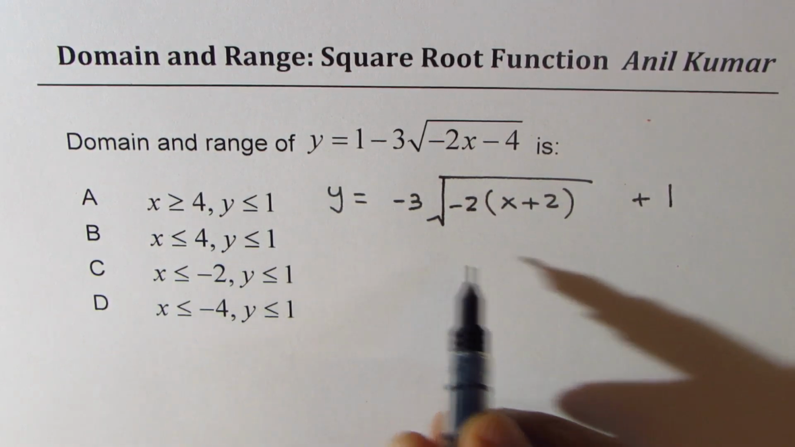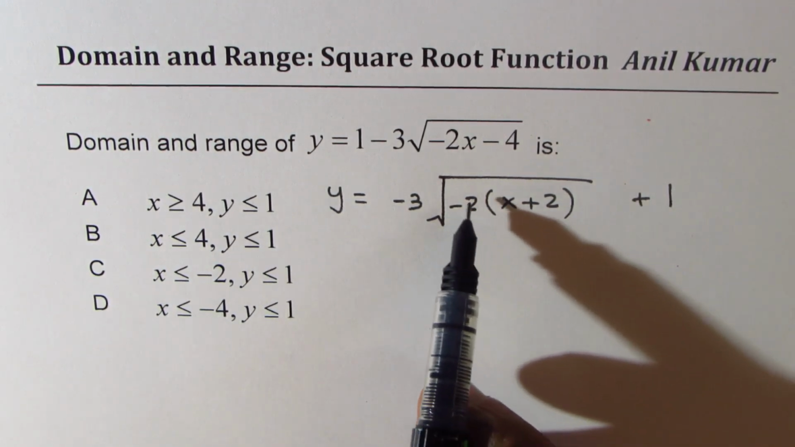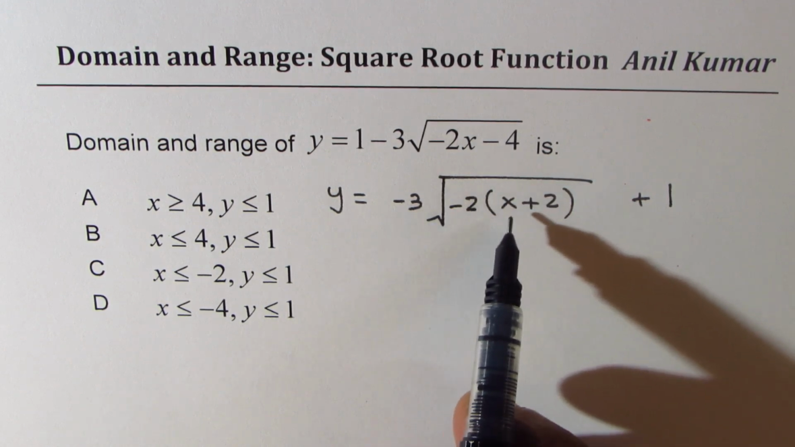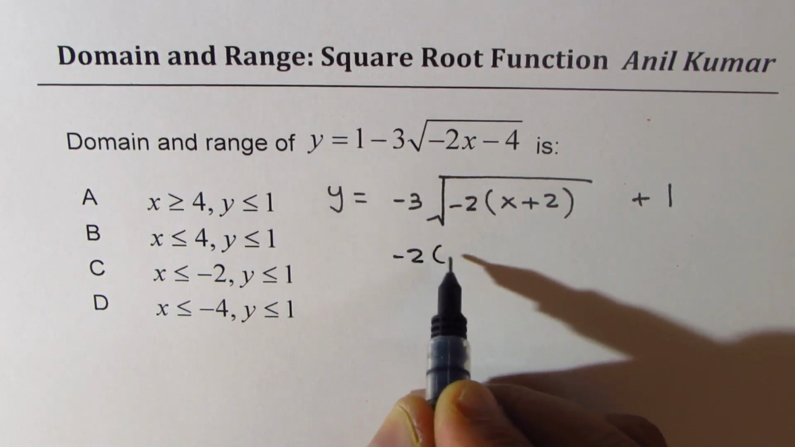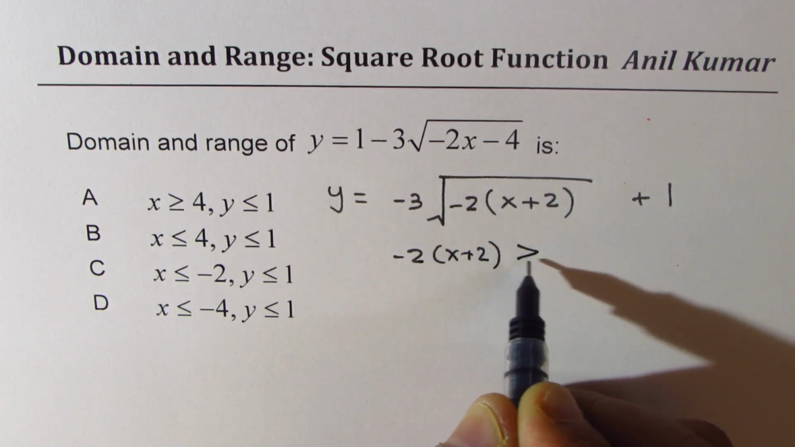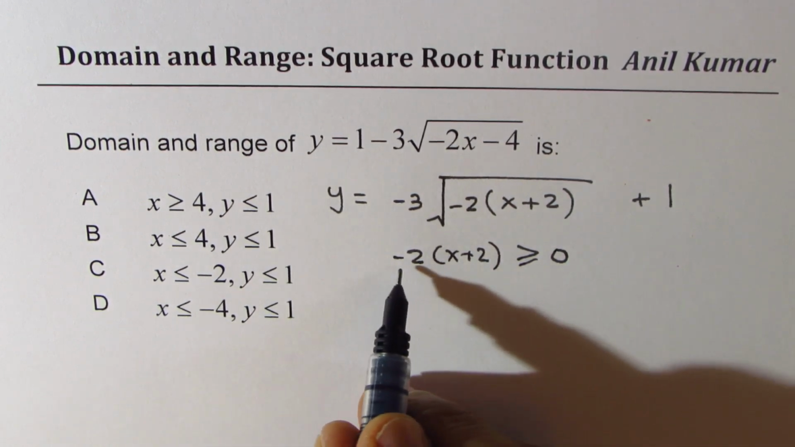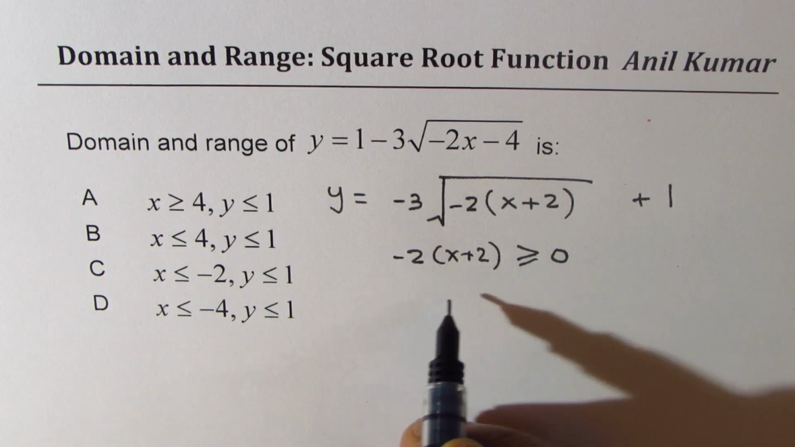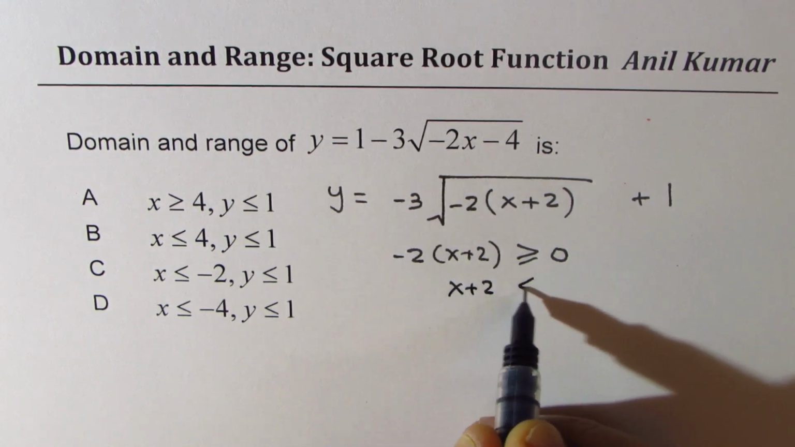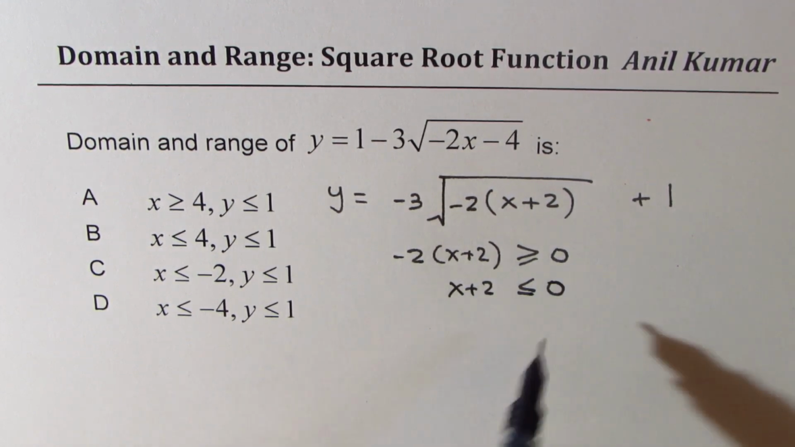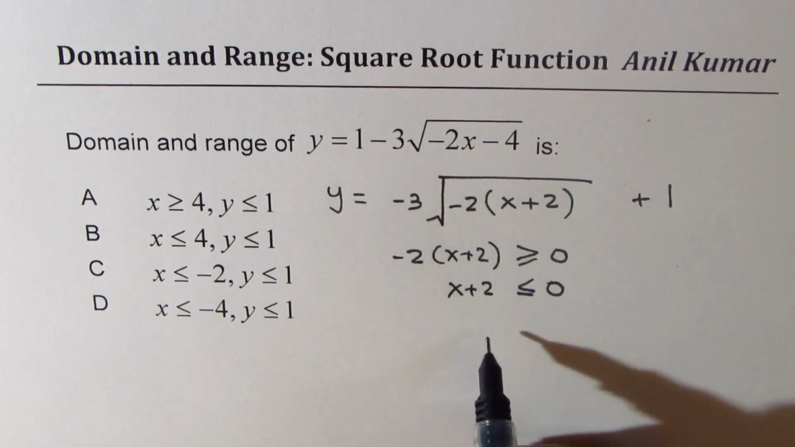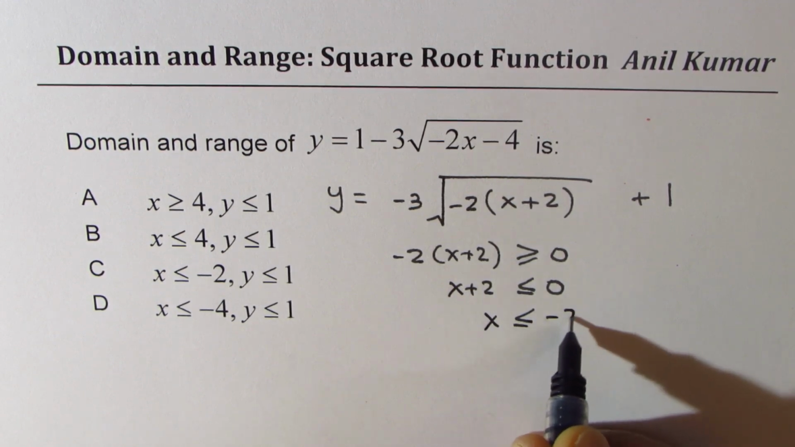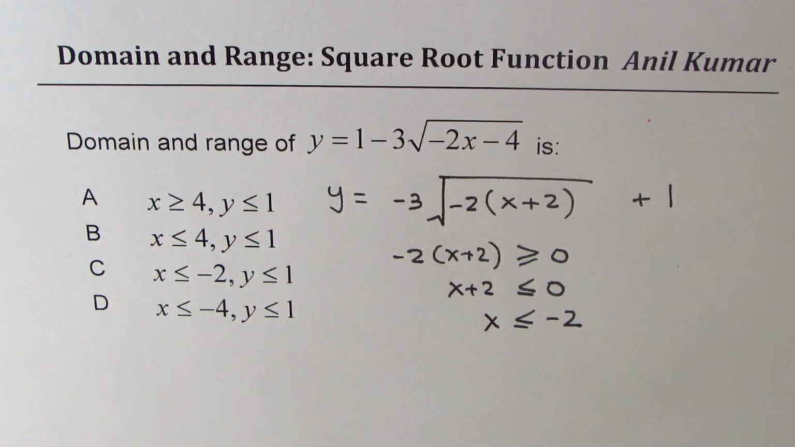Now, for a square root function, inside this square root, it should always be non-negative, 0 or positive, right? So basically, negative 2 times x plus 2 should always be greater than or equal to 0. So if you divide by negative, the sign changes. So we get x plus 2 should be less than or equal to 0. Why did I change the sign? Because I divided by minus 2. That means x is less than or equal to minus 2. So that becomes the domain.